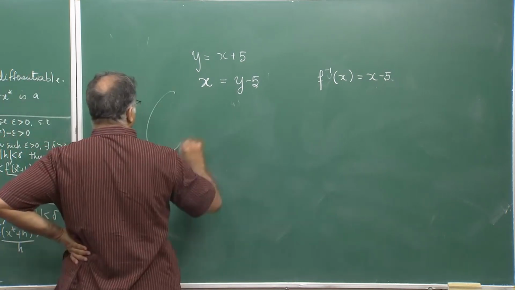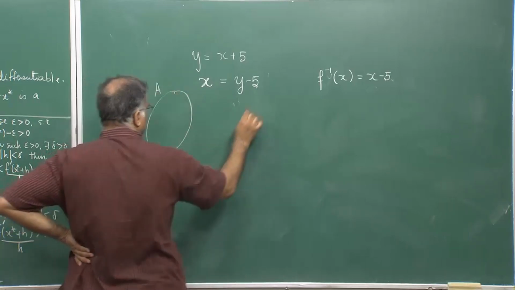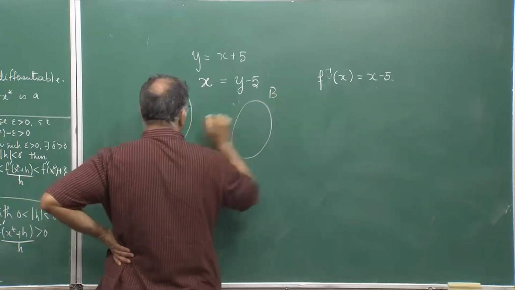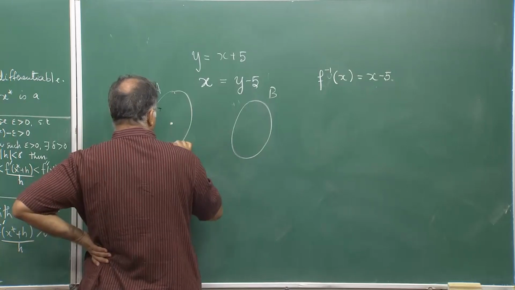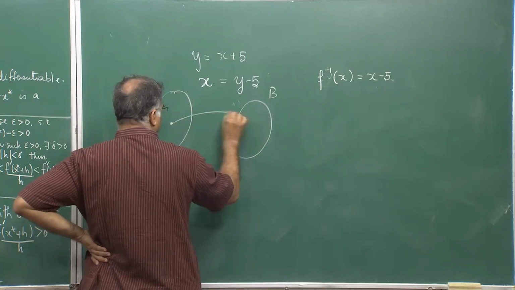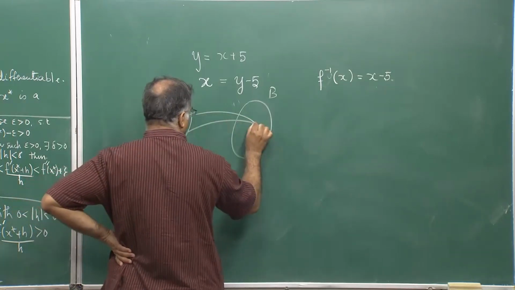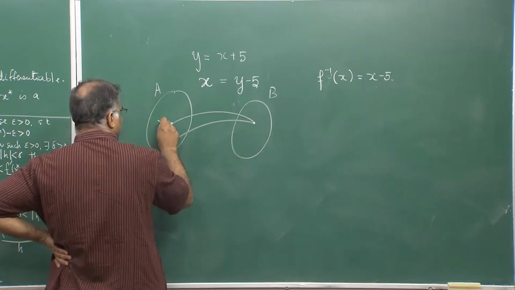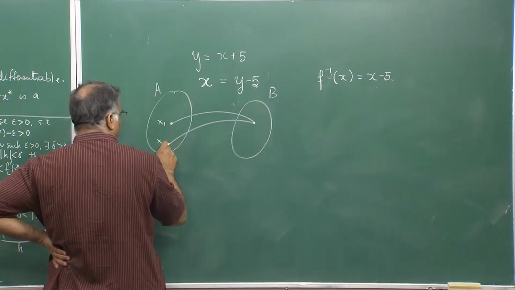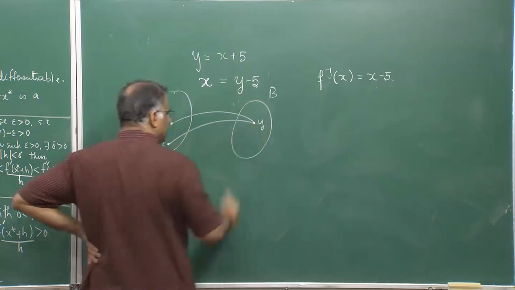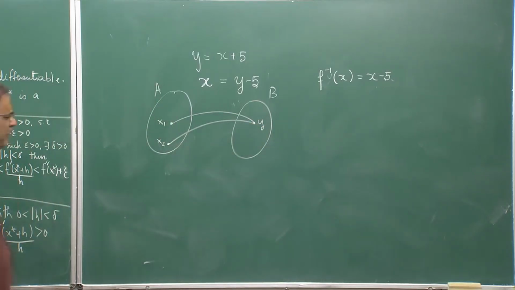So, here is your domain and here is your range. This is a very important concept. You see, there can be two points x1, x2 in A which go to the same y. So, what is f inverse y?